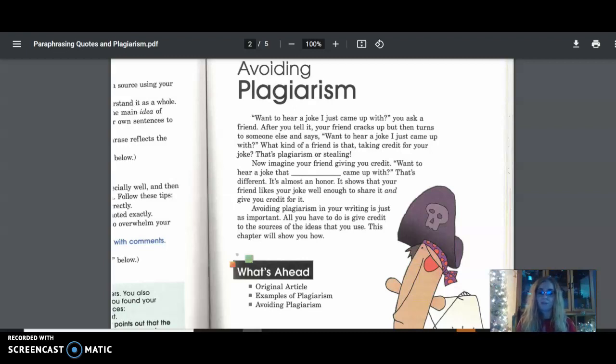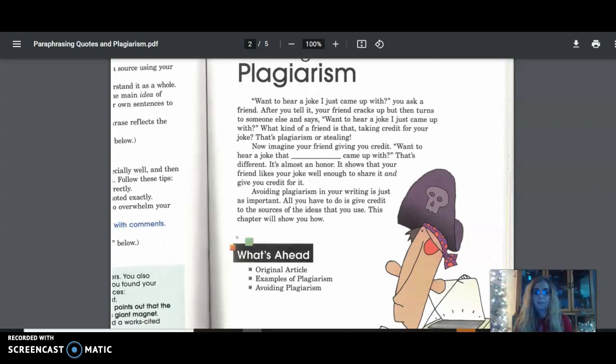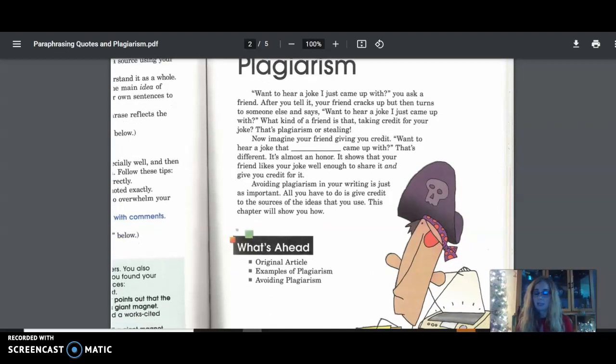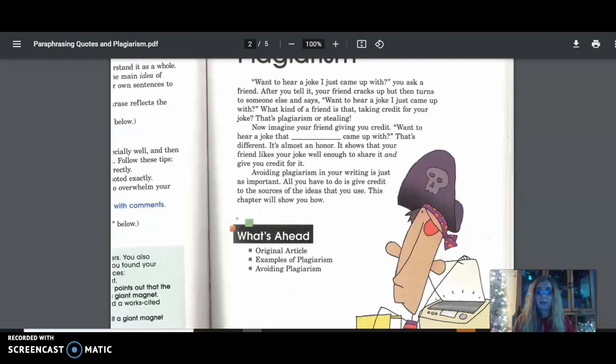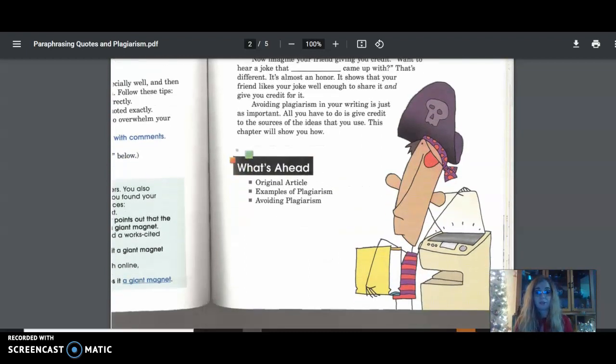Avoiding plagiarism in your writing is just as important. All you have to do is give credit to the sources of the ideas that you use. And we're going to learn more about that by looking at an article, okay, and then some examples of plagiarism that go along with that particular article.